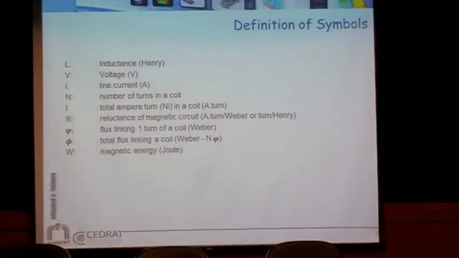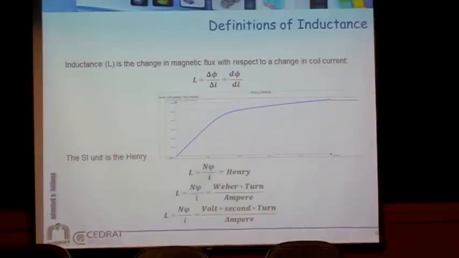We're going to have the inductance, in Henry. We have the voltage in volt. We have the little i, which is the line of current for me. We have the larger N, or the number of turns. The NI is the total number of turns times current. We have the reluctance of the magnetic circuit, the flux linking one turn, and then the total flux linkage in a coil, and the magnetic energy. So let's look at how we talk about inductance.